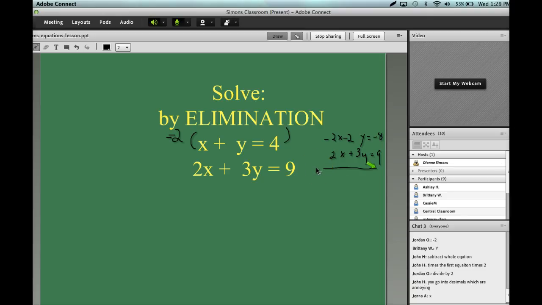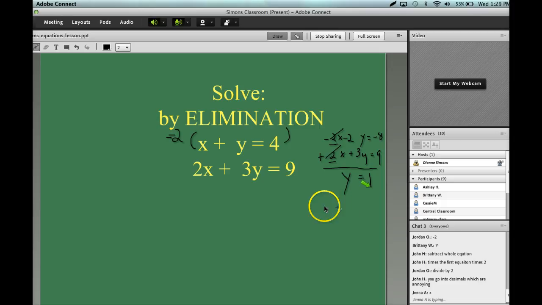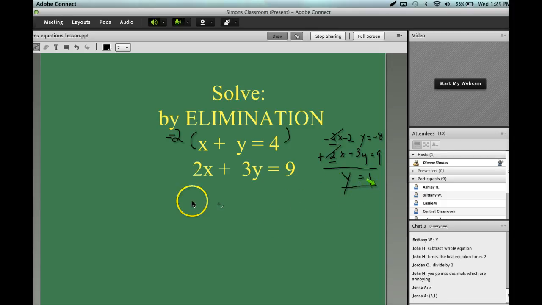Why do you want to eliminate the x's and not the y's? Because you have 0 x. Yeah, if we add these two things together, we would get rid of that. So what's -2 plus 3? 1. And what is -8 plus 9? 1. Okay, so then y is equal to 1.